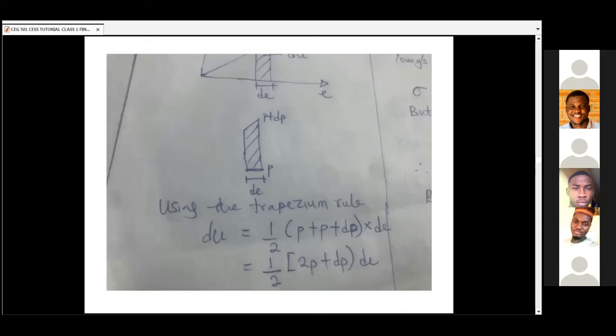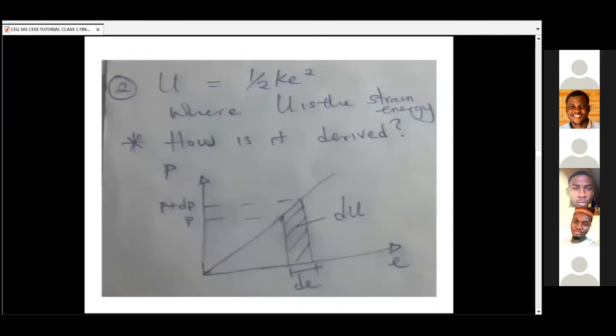Okay, I will give it a second for that to sink in. So if we are using that, it will be what? Looking at this diagram, I'm going to go over it again in case I was too fast. Now, I went from this graph. This was the graph that I'm using to explain the derivation of U equals half K E squared, okay?